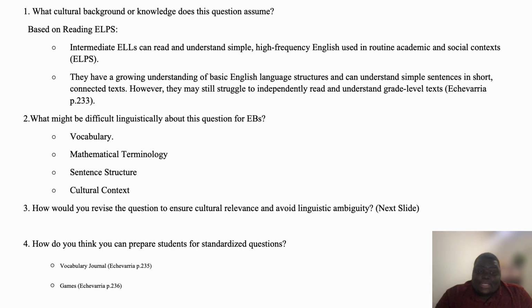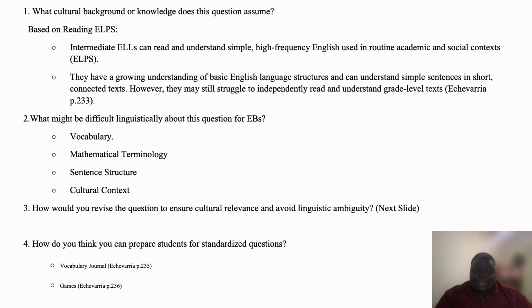For question 4, it says, how do you think you can prepare students for standardized questions? I chose two things from our textbook that will help me prepare students. The first one would be a vocabulary journal. This gives students the opportunity to take notes, write down the vocabulary words, and describe them so they can make the connection. For multiply and divide, they would write it down, maybe draw a picture if it helps them, so they know that A is going to be multiples of B, that the two are not being added, but being multiplied.